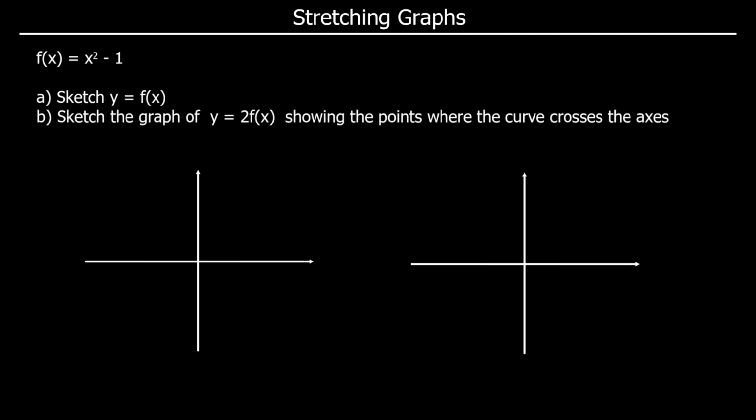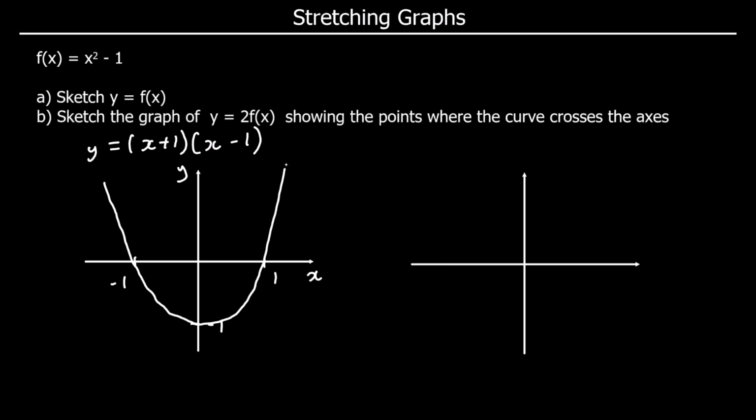F of x is x squared minus 1 now. Sketch f of x. So x squared minus 1 is the difference of 2 squares. It's x plus 1 times x minus 1. Crosses x when y equals 0. So that's going to be at +1 and -1. Crosses y when x equals 0. When x is 0, we've got -1. So we're just going to draw a quadratic shape, like so.